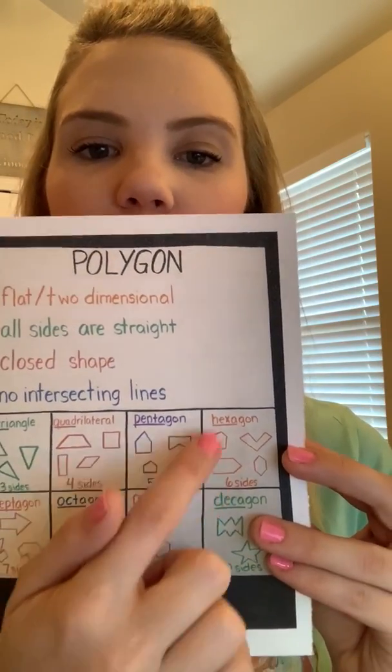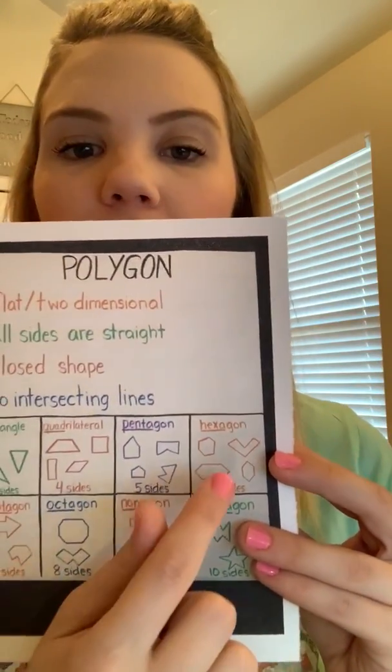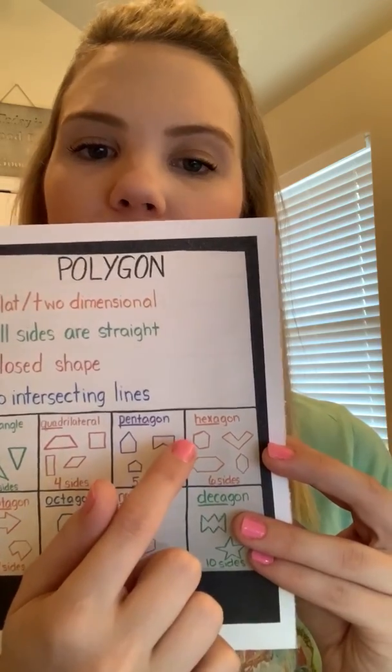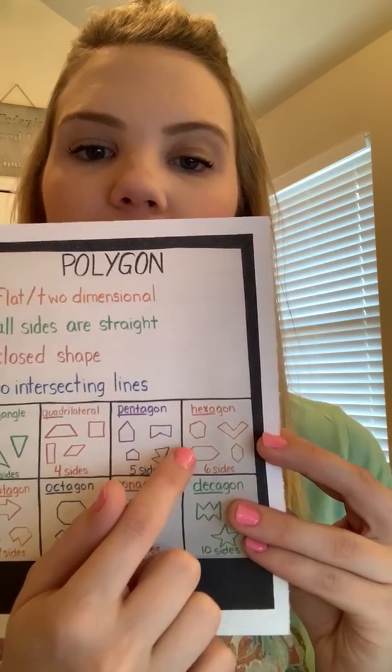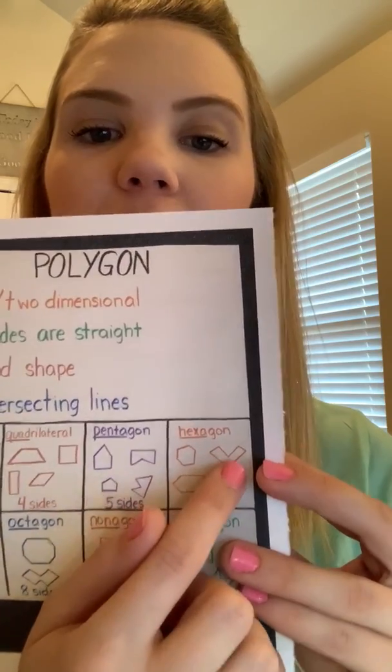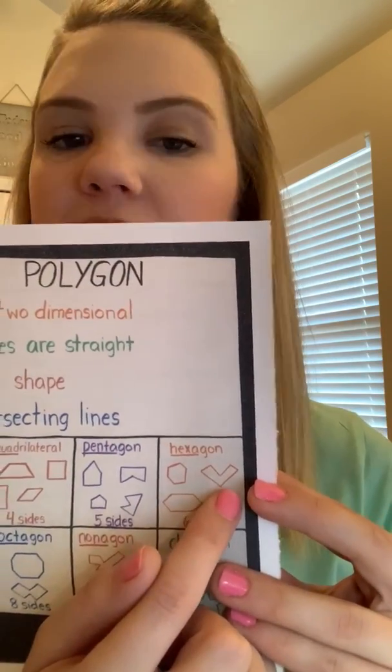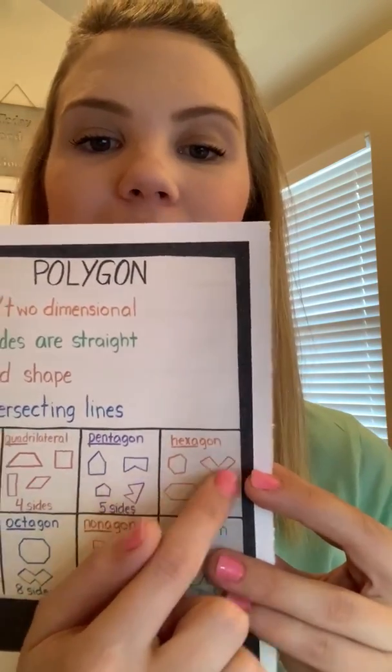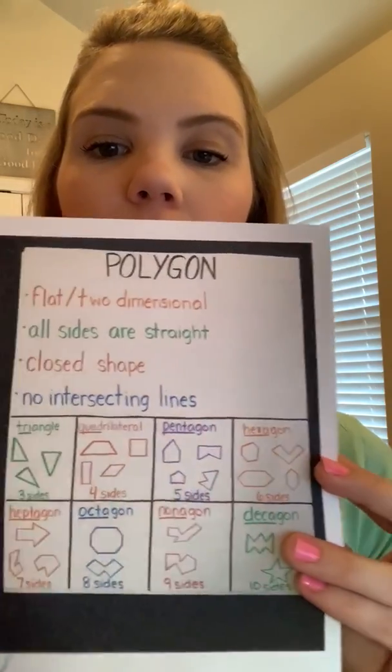Then we have a hexagon. Hexa means 6, so this is a shape with 6 sides. So here we have, I tried my best to draw it. This one kind of looks like a regular, these 2 look regular, and this one is an irregular hexagon, which means it doesn't look like your normal hexagon, but it still has 6 sides, okay?